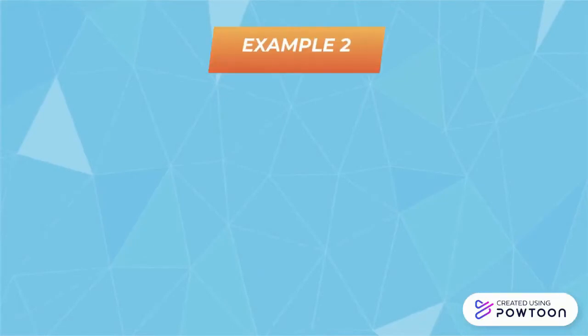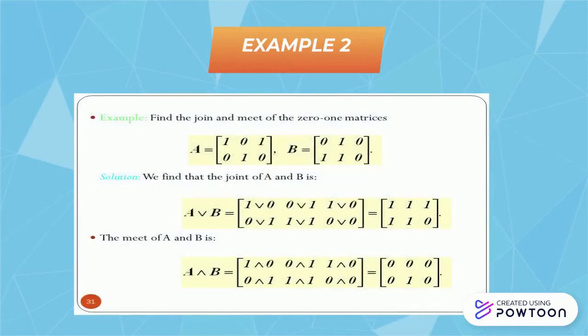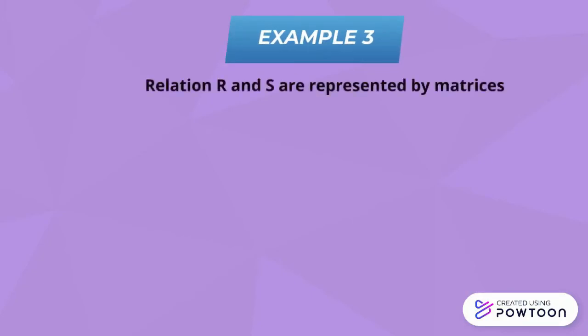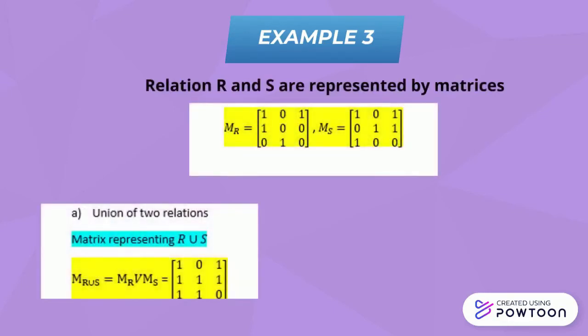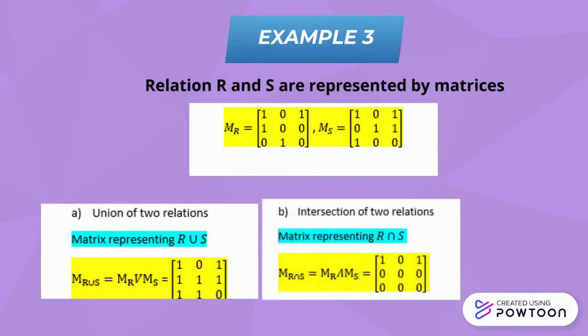For join, A join B equals 1 if A or B equals 1. But for meet, A meet B equals 1 if A and B both equal 1. If one of them is 0, then A meet B equals 0. Now we will look at an example using Boolean operations. Relations R and S are represented by the following matrices. For question A, we use Boolean OR to get matrix R join matrix S, while for question B, we use Boolean AND to get matrix R meet matrix S.